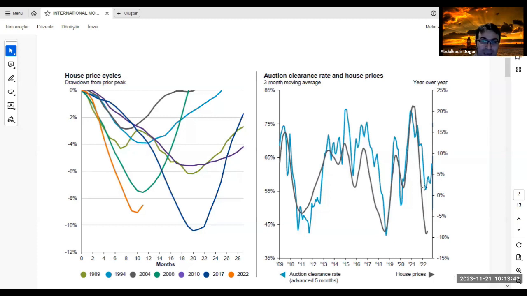Then, please look at this side of the chart. As you see, auction clearance rates started to increase. So what should I expect? The house price index from there down will reach a recovery period and will reach approximately 3 or 5% in the next couple of weeks or months, because the auction clearance rate and the house price index have a huge correlation. And if the auction clearance rate starts to increase, then the house price will follow it. Okay.